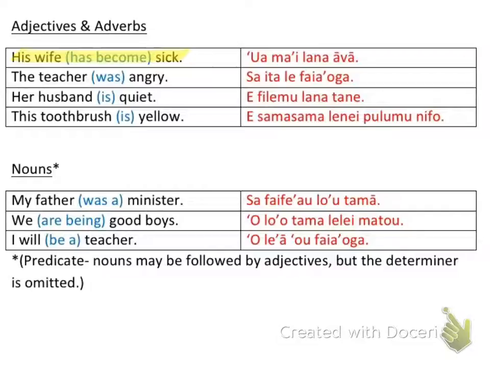Okay, so has become, that kind of sounds like a ua. Okay, so ua is my tense marker that it's in the past, but it's closer to the future.